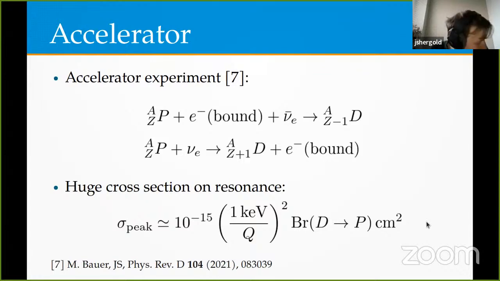So for reference, I already mentioned this earlier, but just to remind everyone, this typical electromagnetic cross-section is about 10 to the minus 25 centimeters squared. So this is 10 orders of magnitude bigger than a typical electromagnetic cross-section. So this really is quite huge. However, there are some issues, as there are with all of these proposals.